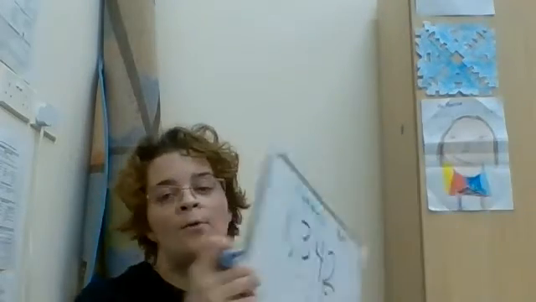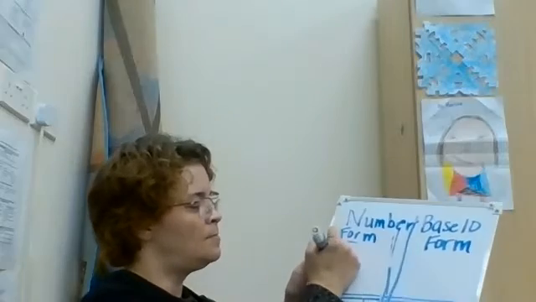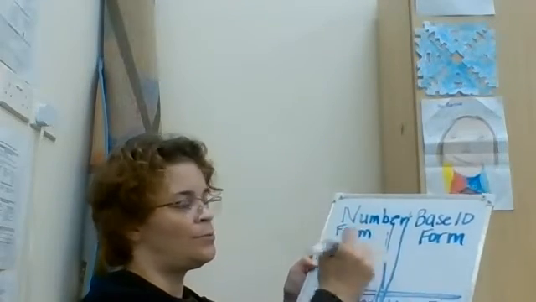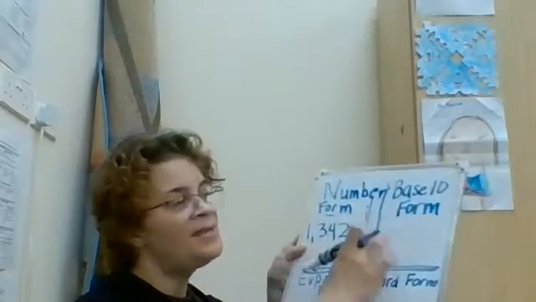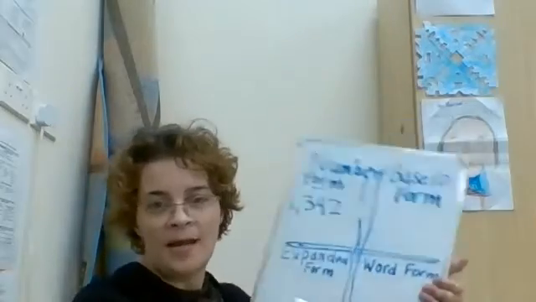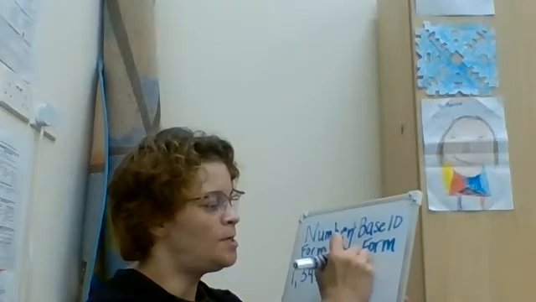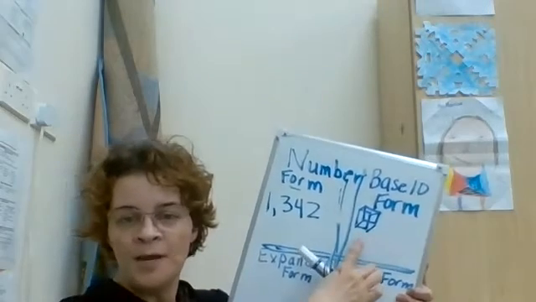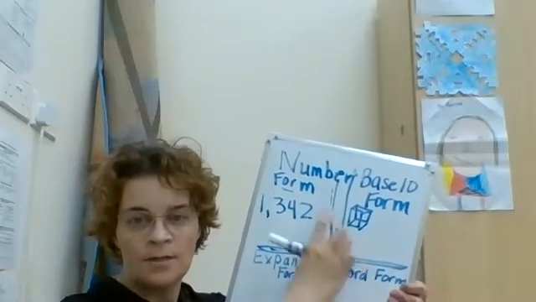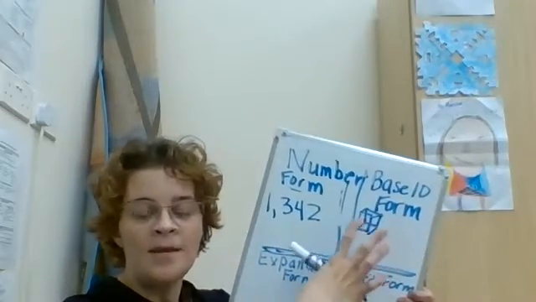So we said the number is 1,342. The number form will be 1,342. That's the number. The base 10 form is, you know, in base 10 you have the different blocks. There's one that's a cube. You know what a cube is? The cube usually means 1,000 because it's not just the surface, it's the volume, it's the whole cube. So that means 1,000.